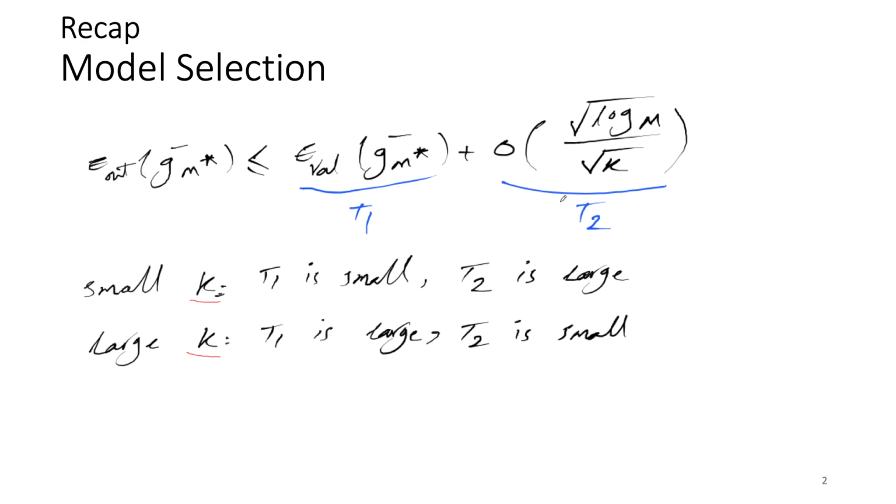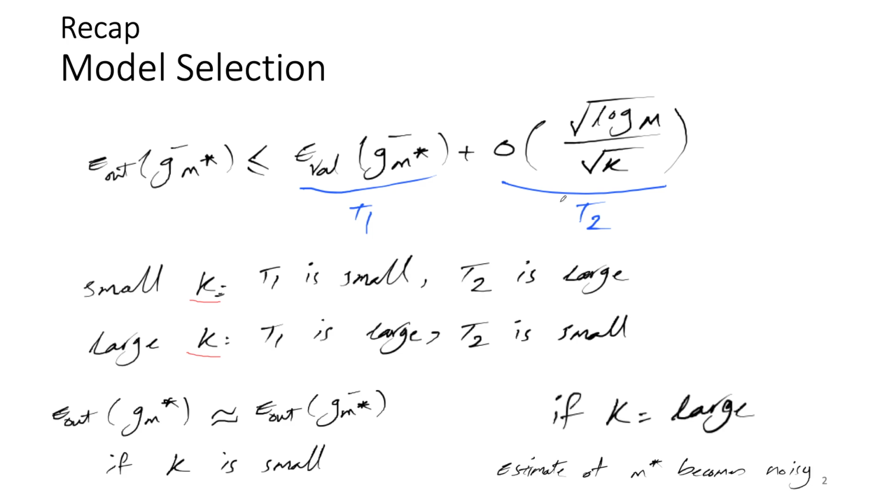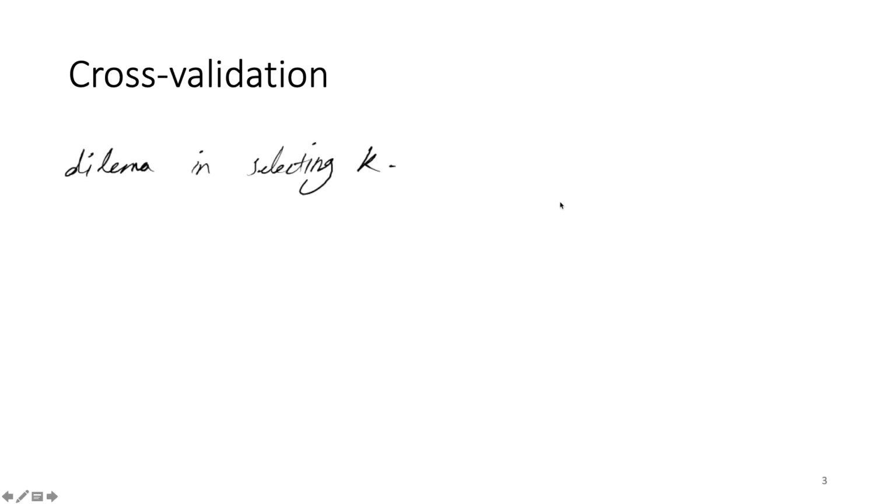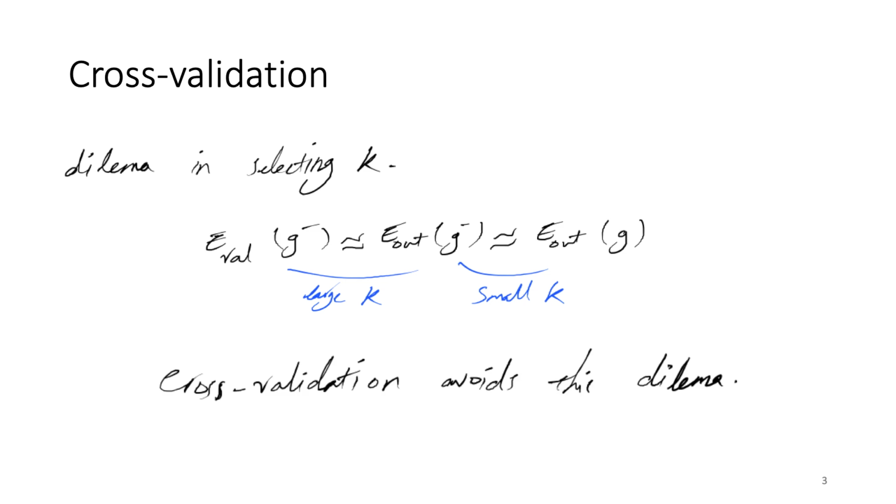So the idea was to find a way to estimate the real out of sample error for the final model through a validation set. We saw that in either case, k being small or k being large, we're going to run into some issues. The way we try to alleviate the problem is by doing cross validation, and that's what we discussed in the previous lecture. So this is the dilemma, and we want to cross-validate to avoid it. All right.